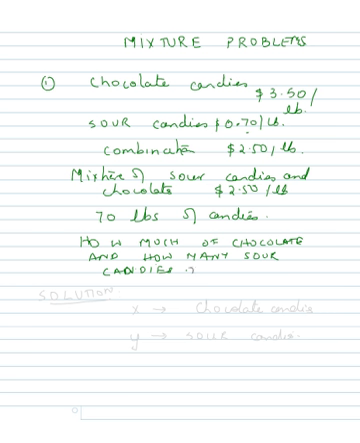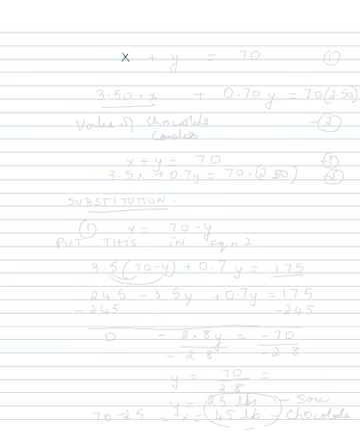So the first thing we begin with is our solution. To start this problem, let's take the variable x, and this will be chocolate candies, and let y be sour candies. Now what do we know about them? That x plus y, that means the amount of sour candy plus chocolate candy, is how much? 70 pounds, right? You've just created equation 1.